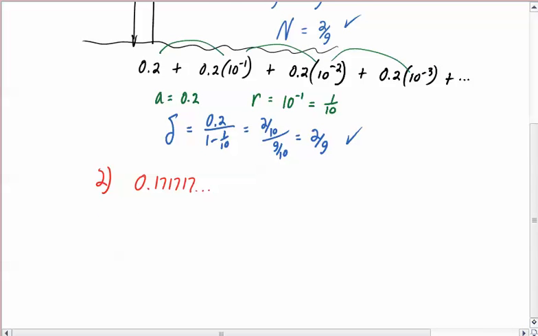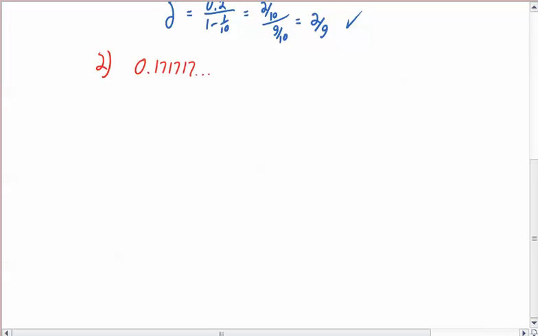Let's take a look at what we would do if we have two places that are repeating. Well, it's really similar to the other process we used. I'm going to go ahead and start like this. And then, instead of multiplying by 10, I'm going to multiply by 100. And why is that? Because I want the whole thing that repeats to be placed on the left side of the decimal. So I'm going to go 100 in. So that's going to give me 17.17, and on forever.